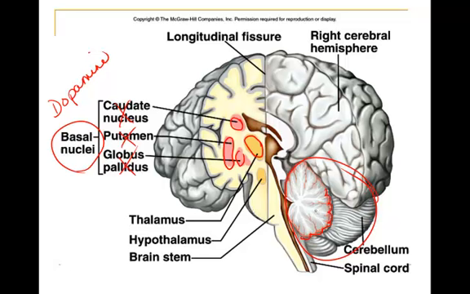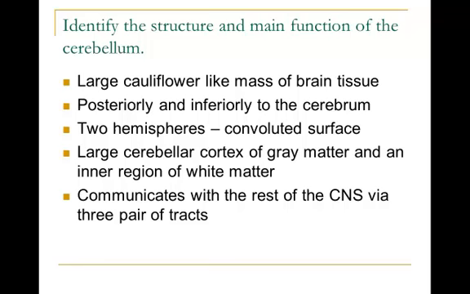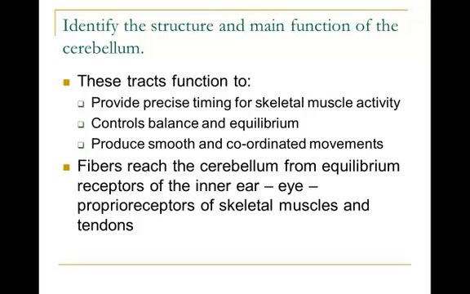Again, allowing connection between here and the CNS. So these 3 pairs of tracks allow this communication. And what they do is they function to give us precise timing for skeletal muscle activity. They help us control our balance and equilibrium, and we'll tie that in when we look at the senses. And again, this nice, smooth, coordinated muscle movement.